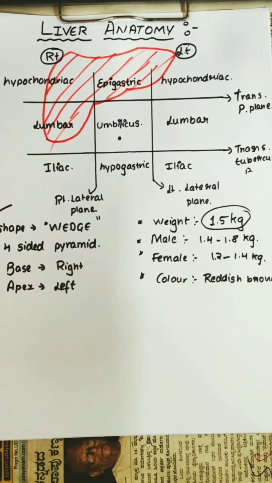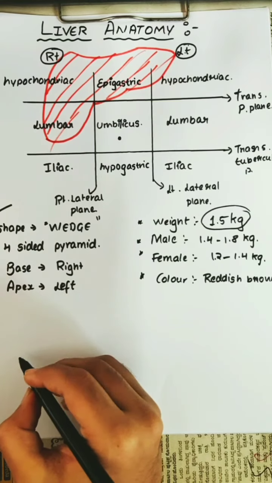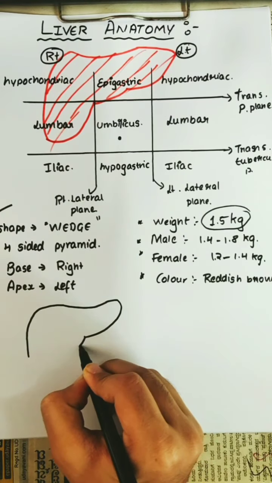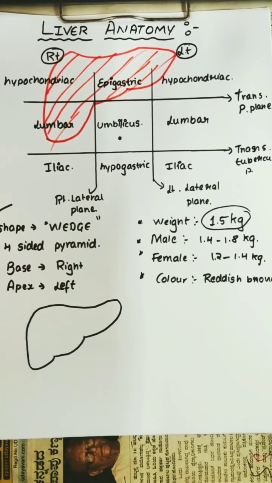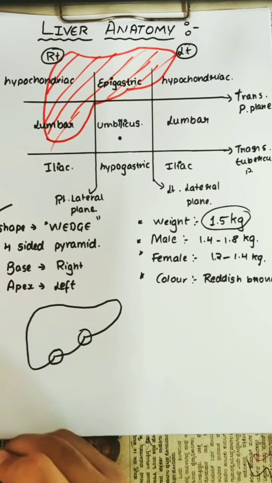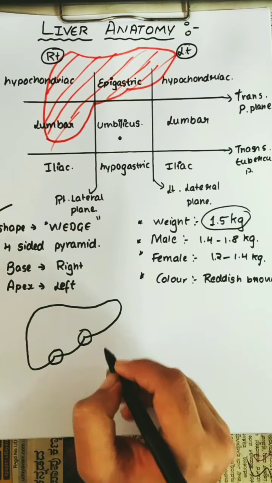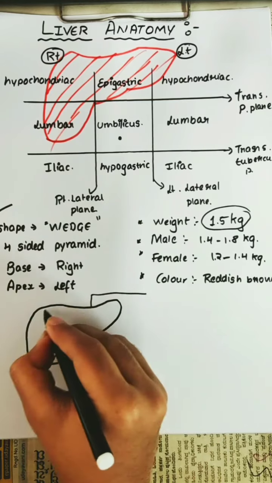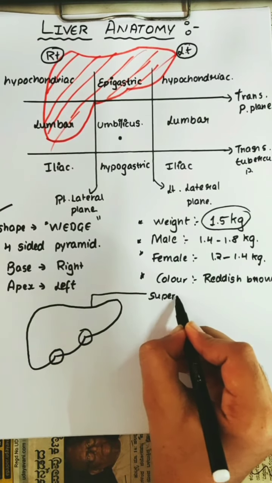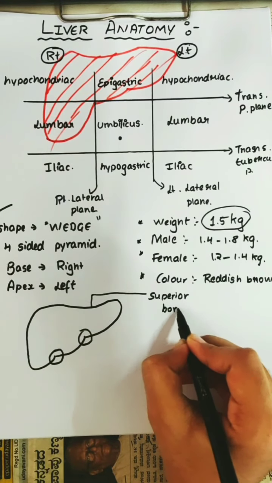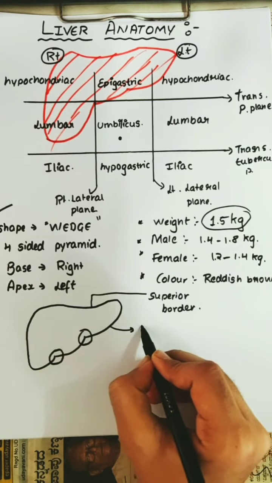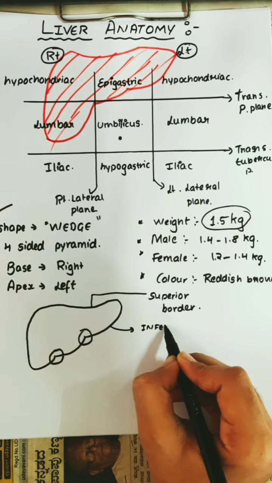Now we'll look about the gesture of the liver. So how does this liver look like? So this is a liver. If this is a liver, there are two notches. As you can see, there are two notches. So remember one thing, the liver has two borders. This above part is superior border, and the below, which has notch, is inferior border.